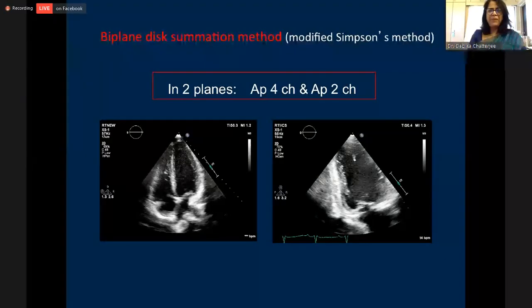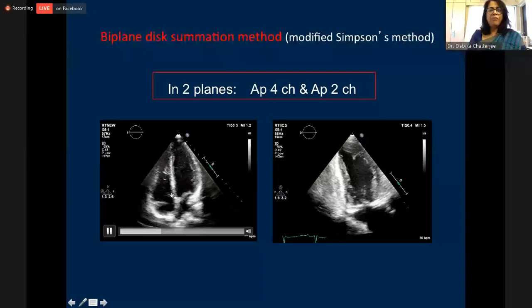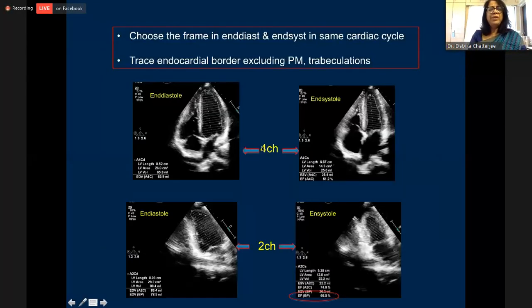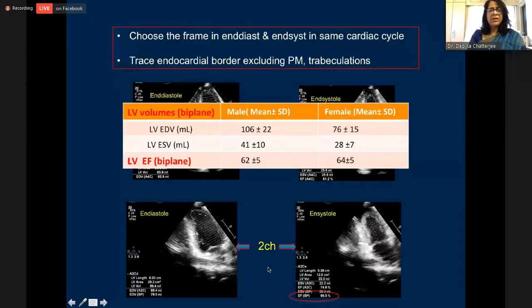So it is known as the biplane disc summation method of apical 4-chamber and apical 2-chamber, where we measure the end diastolic volume by tracing from one annulus to the other annulus, and we measure the length in end diastole of apical four chamber and end systole of four chamber, and repeat the same in the two-chamber view, and we get the ejection fraction by the biplane method. Now, these are the normal values as per the latest guidelines.